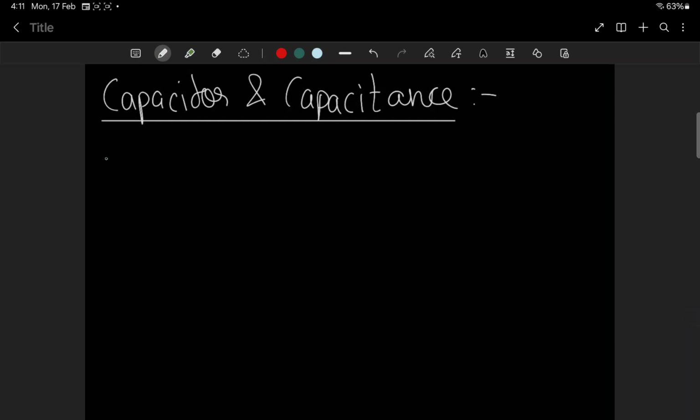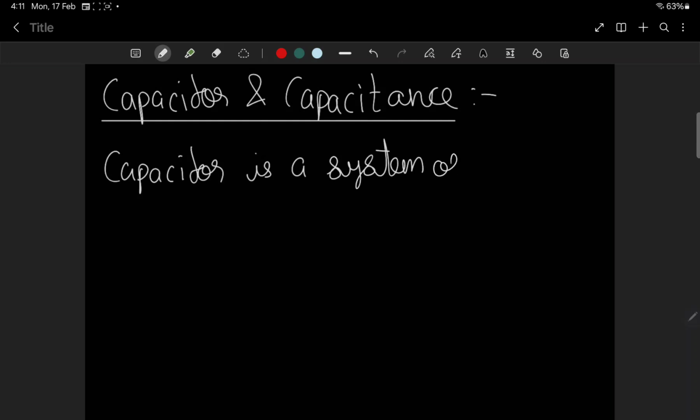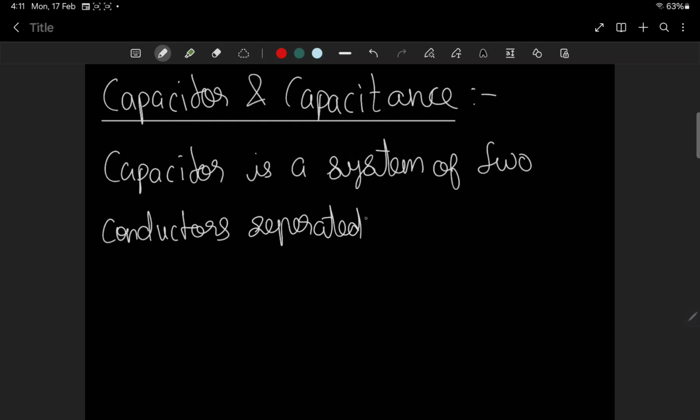Define capacitor. A capacitor is a system of two conductors separated by an insulator. Okay.